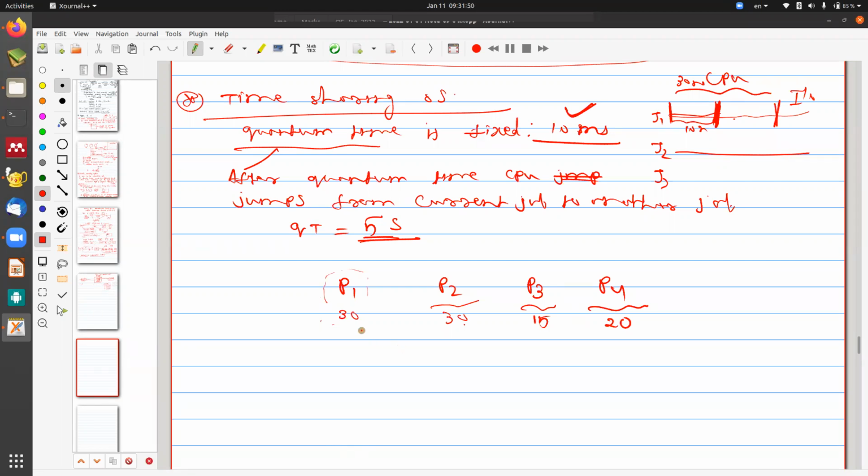55? Yes, correct. Why? Because first 5, first 5, first 5, first 5. Again 5, again 5, again 5, again 5. Then again 5, again 5, again 5. So this becomes 55. Means after 55 seconds, this P3 is going to be completed. Like this, after every 5 milliseconds or 5 seconds, the CPU jumps from one process to another process.